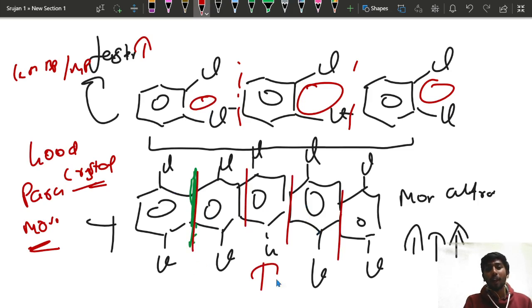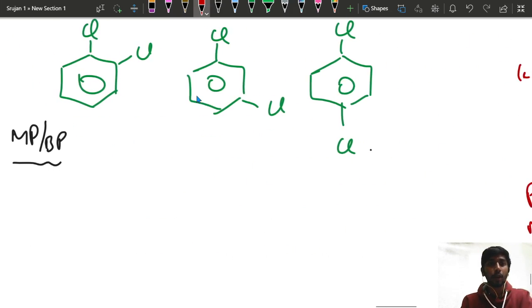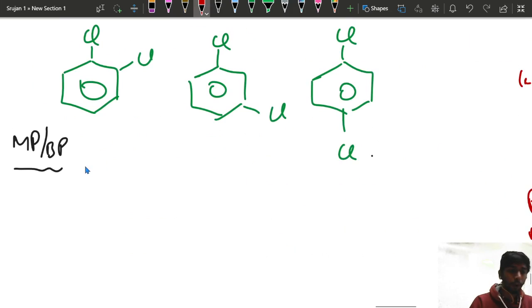Okay, so to boil this you need a higher temperature, to boil this you need a lower temperature. So among these, if I talk about the boiling point here, it is having a 453.